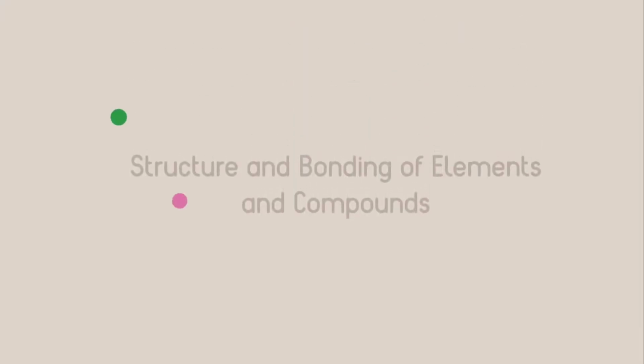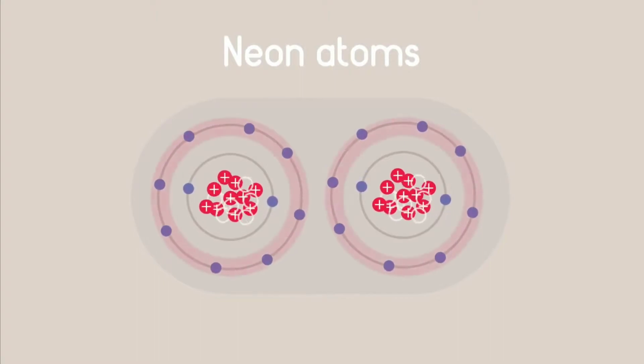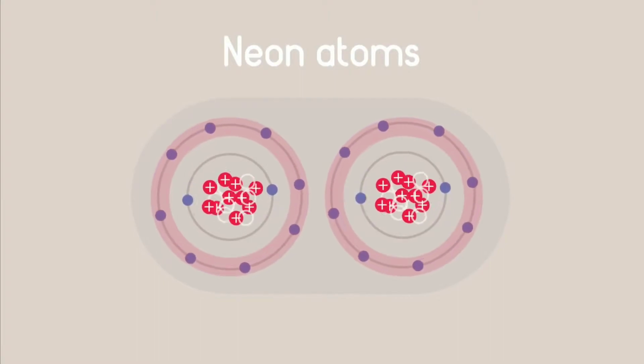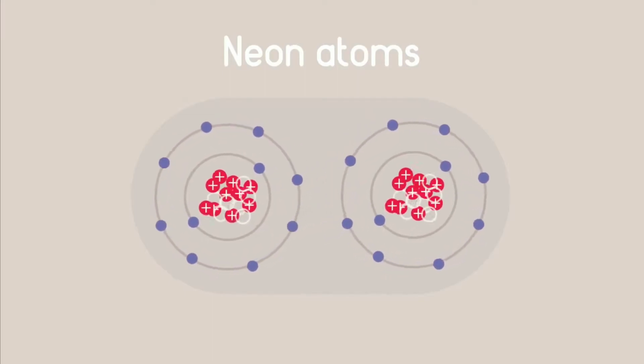Structure and bonding of elements and compounds. Atoms bond if there is space in their outer electron shells for more electrons. Thus, the noble gases with their full outer shells don't easily form bonds.